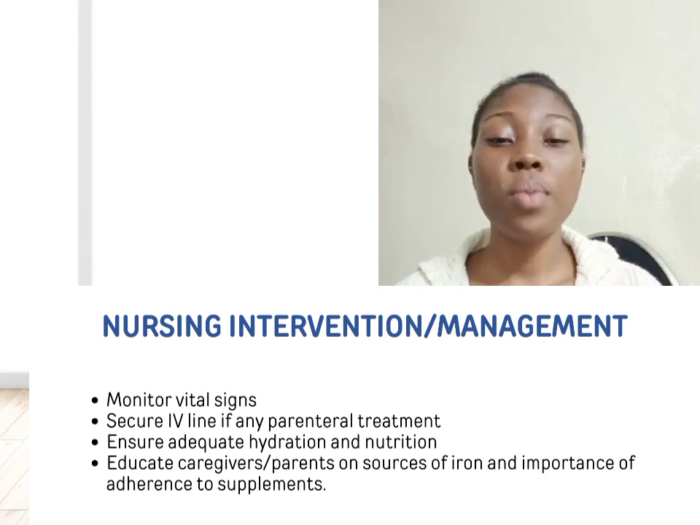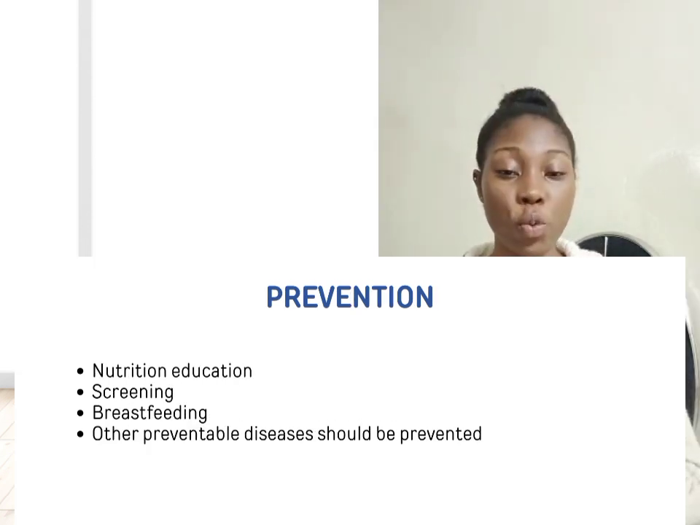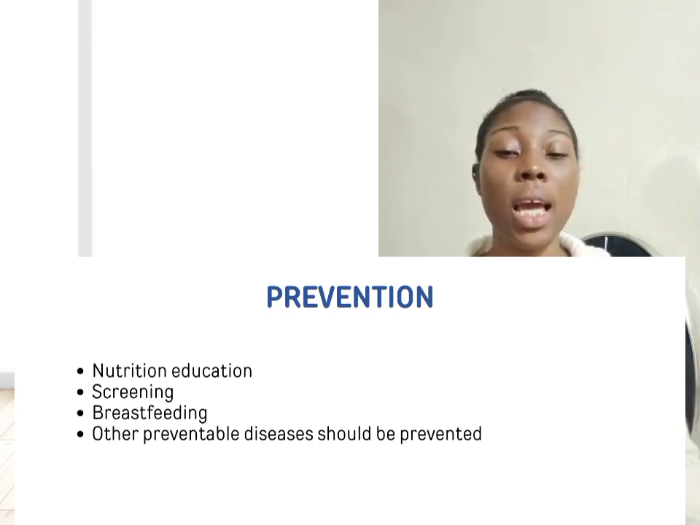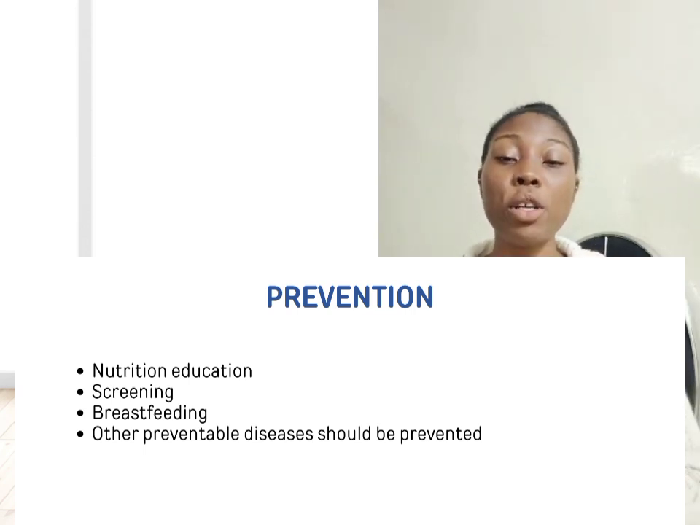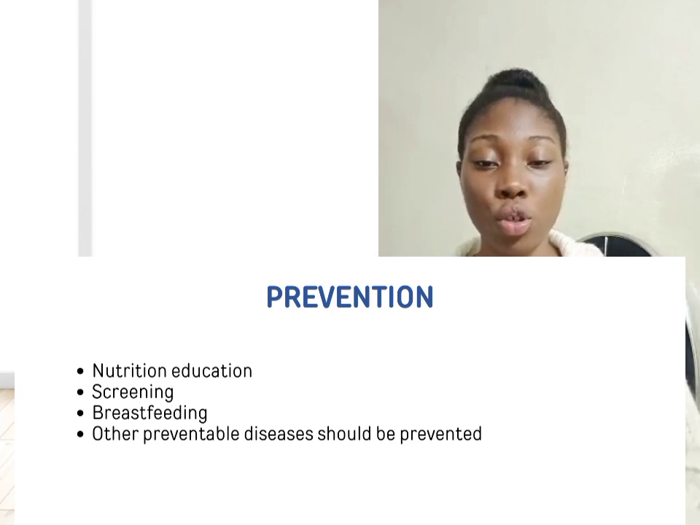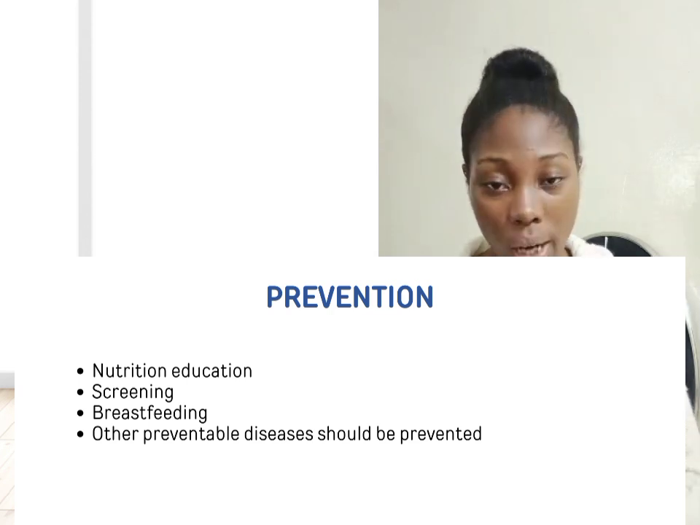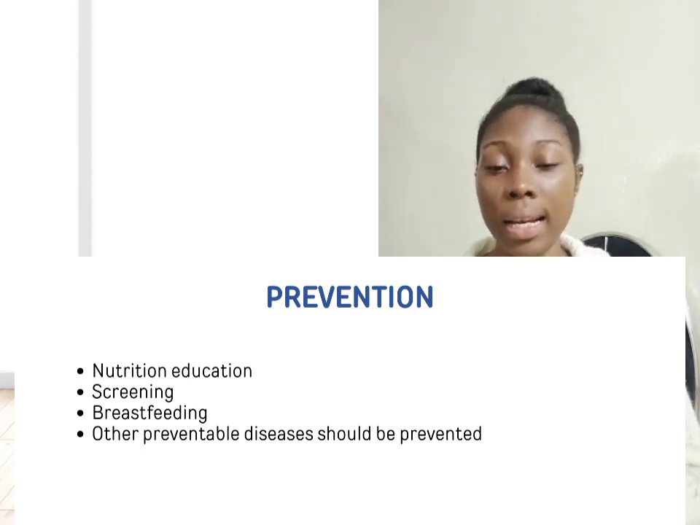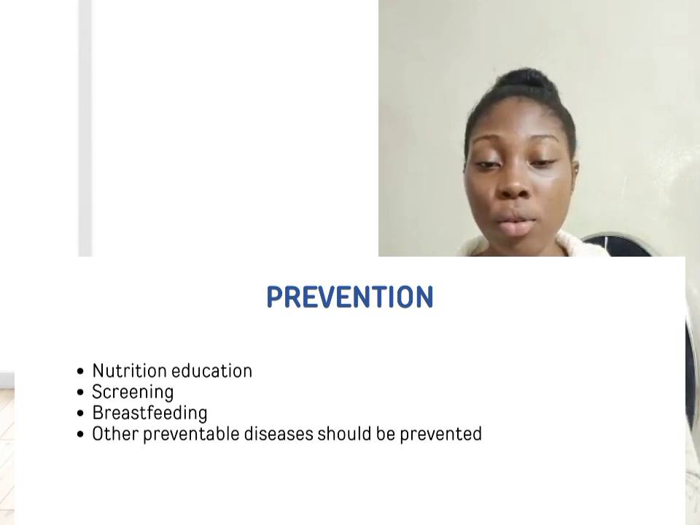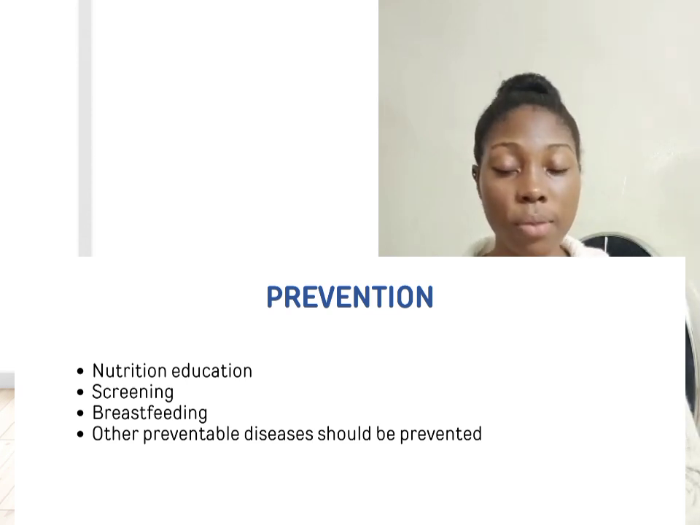Now, how are we going to be preventing anemia in children? First, we are going to be preventing it by educating the caregivers, educating the parents out there on nutrition. We are going to be teaching them about the importance of nutrition, the different sources of food, and the different nutrients they can bring to the child. We are going to be emphasizing the nutrients that help prevent anemia, nutrients like iron, vitamin B12, and others.